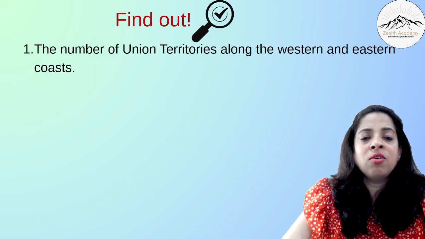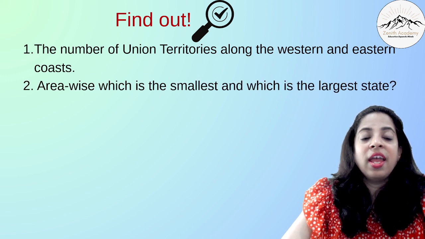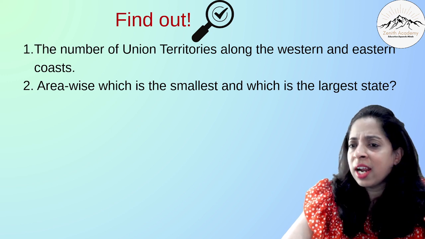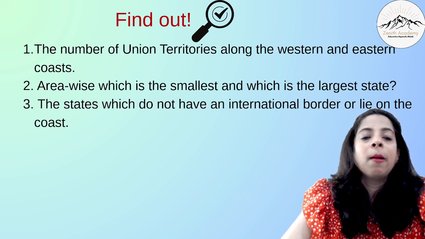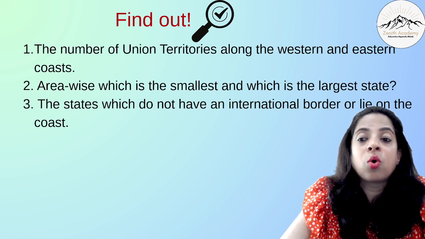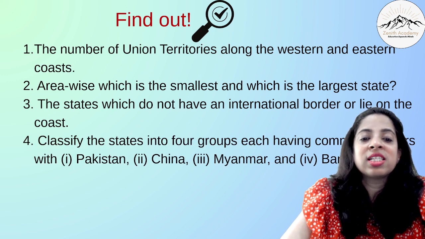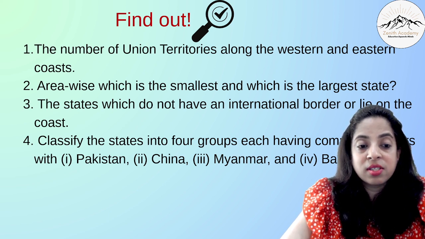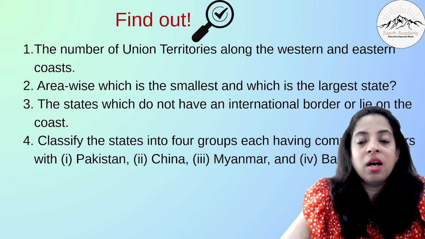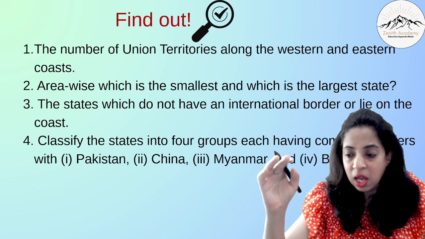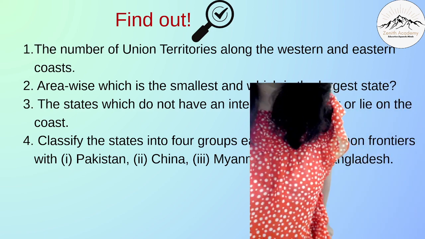Now, students, find out the number of union territories along the western and the eastern coast. Area wise, which is the smallest and which is the largest state of India? Write the answer in the comment section. The states which do not have an international border or lie on the coast. And classify these states into 4 groups, each having common frontiers with Pakistan, China, Myanmar and Bangladesh. Maybe I am covering few of the pictures. I'll just move out so that you note the questions.